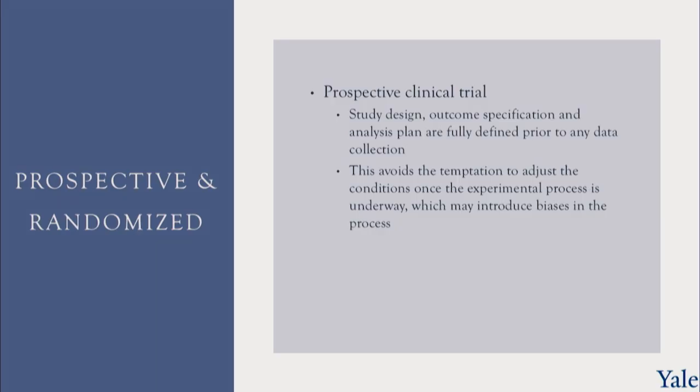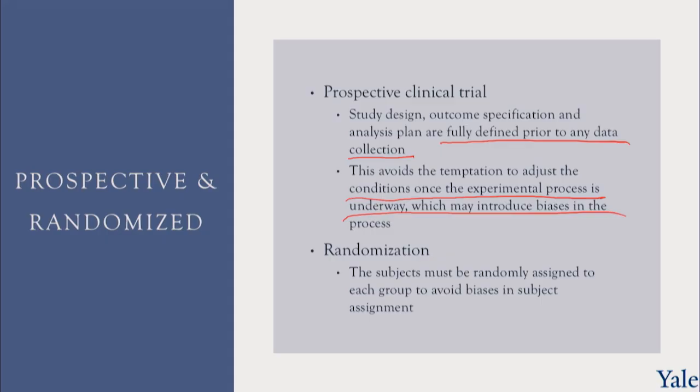A prospective clinical trial is where the study design, the outcome specification, and the analysis plan are fully defined prior to any data collection. The plan is created, it's reviewed, and it's set in stone. And this avoids the temptation to adjust the conditions once the experimental process is underway, which may introduce biases in the process. So we set out the conditions, and we just follow the plan, and that's it. And randomization, and we talked about this last week, the subjects must be randomly assigned to each group to avoid biases in subject assignment. So these are the 2 pillars. When you have a randomized prospective clinical trial, that is the gold standard.